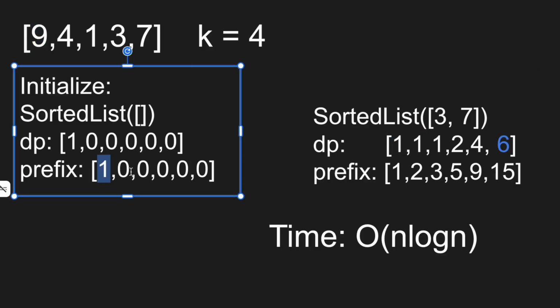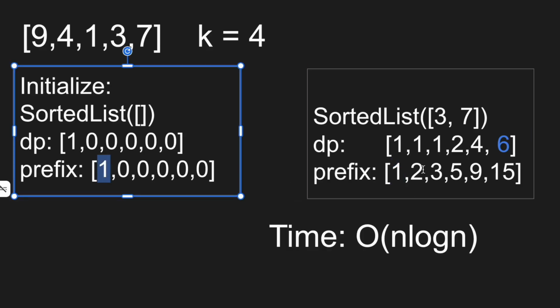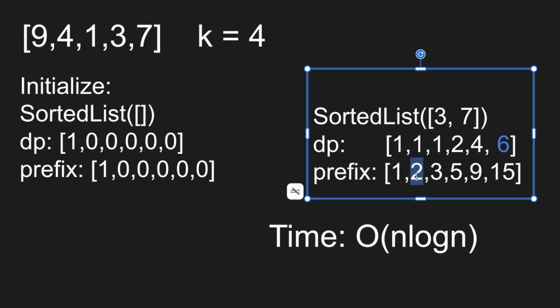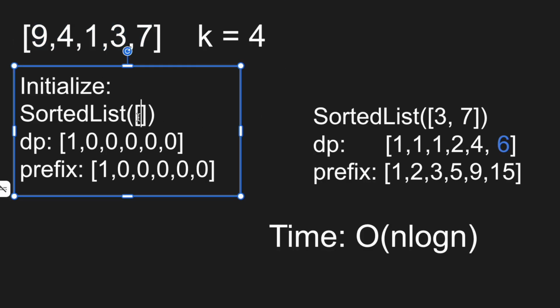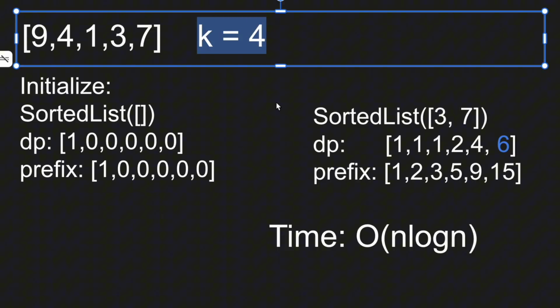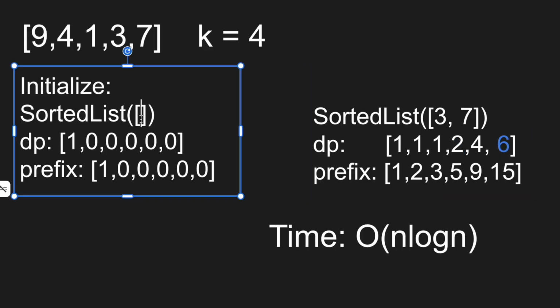And prefix will keep track of all the possible partitions up to that index. So for example, here in the beginning we can have an empty array as always, and over here is 2 because we can have an empty array and we can have a subarray of just 9. And we will use a sorted list as we iterate through the array to keep track of the window that is within the constraint of k. So how we will calculate the dp at that index is we will look at the sorted list and subtract the window accordingly.